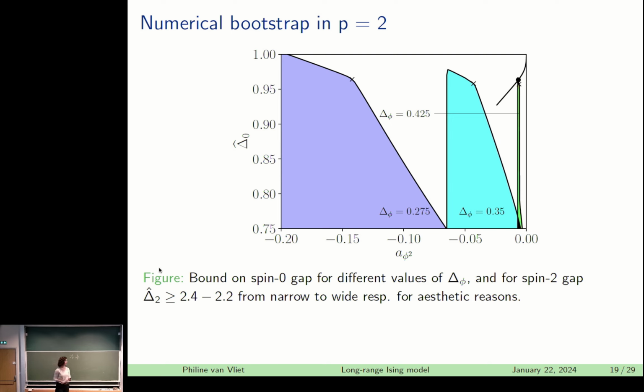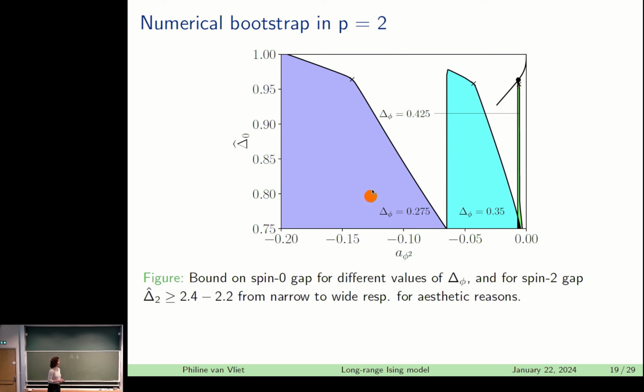in that the first operator in the spin 2 sector has to start at a certain dimension. So we've put a gap in the spectrum that ranges from 2.4 for this very narrow band to 2.2 for this wider region. And this is mostly for aesthetic reasons. We could have put them at 2.1 or some lower value, and then at least the features that we see would have been the same, just the regions would be a bit broader.